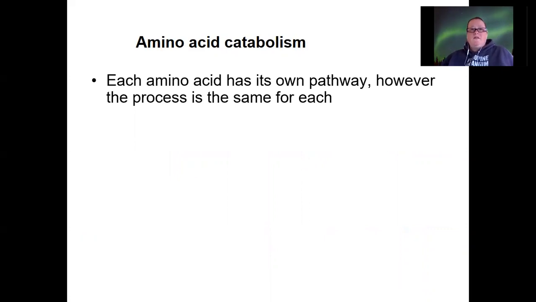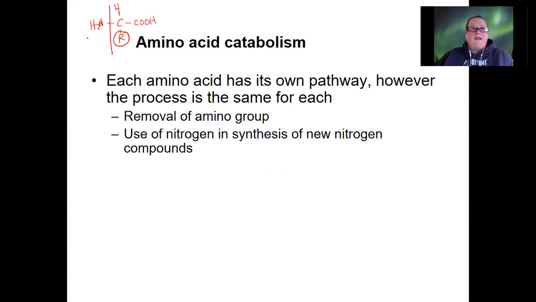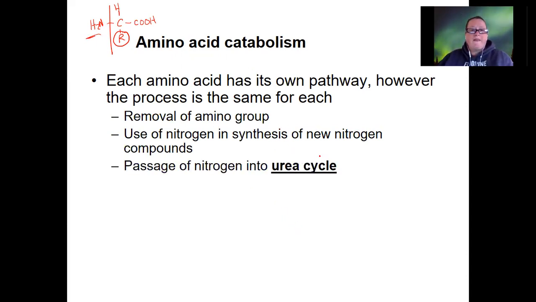So every single amino acid has the same structure. We have a carboxylic acid group, we have the amino group, we have a hydrogen, and then we have that R group, that side chain. So every single amino acid has its own pathway, but there is a process that's the same for each, and that's the removal of this amino group. And this nitrogen can be used in the synthesis of new nitrogen compounds, and it can also get passed into our urea cycle. It can get turned into urea.